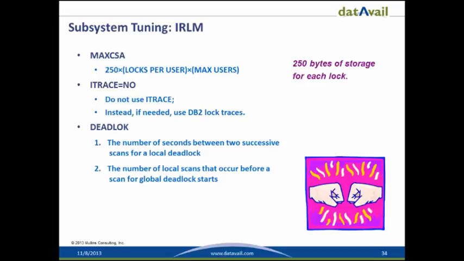There is an option on the IRLM to do tracing, iTrace. Do not use it. iTrace equals no is the way to go. If you say iTrace equals yes, it's very, very slow. It will cause system resource issues. If you need lock information, use the DB2 lock tracing. Start a trace for locks. And deadlock detection is also done by the IRLM.